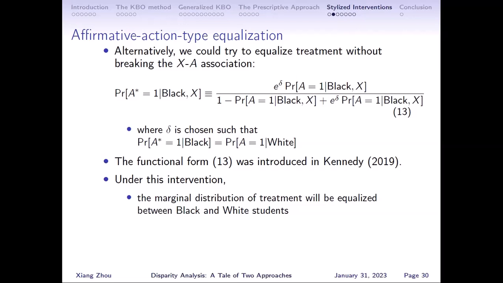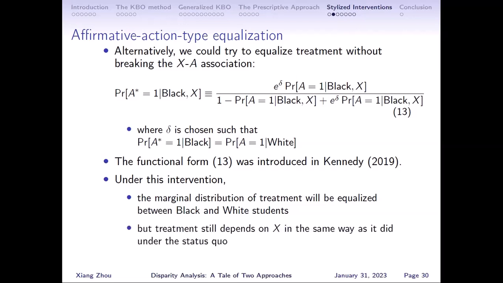So under this intervention, the marginal distribution of treatment will be equalized between black and white students, but treatment still depends on background characteristics in exactly the same way as it did under the status quo. So it's much more akin to real-world affirmative action policies, right? So this is why we call it affirmative-action-type equalization.